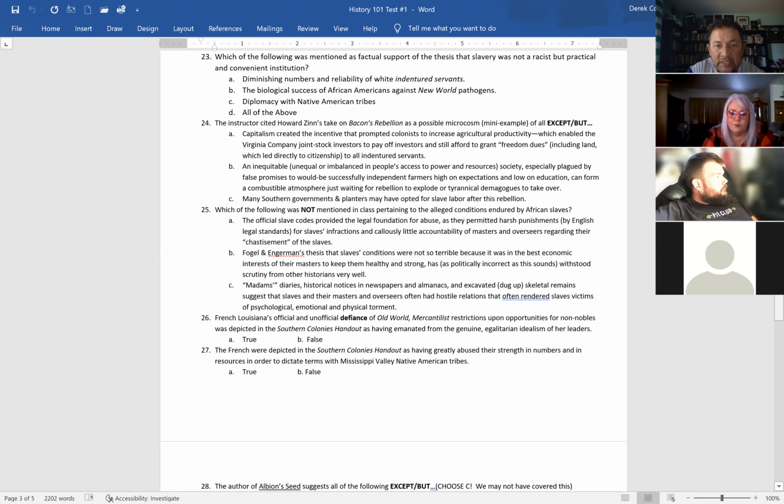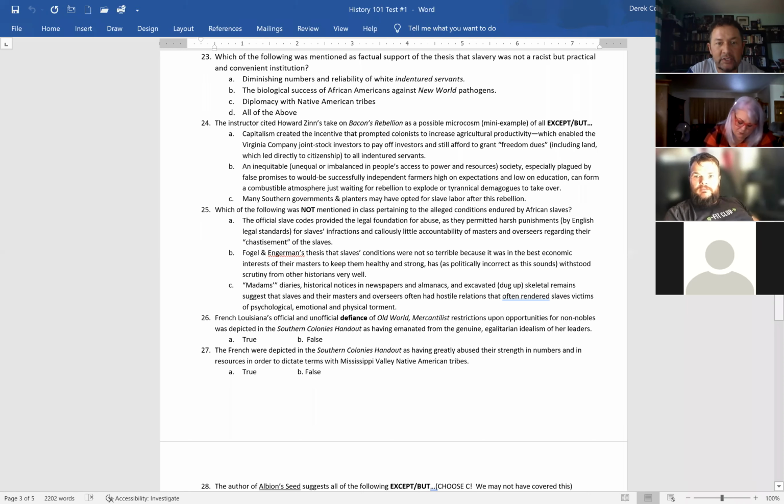B, Fogel and Engerman's thesis. We talked about this, the Time on the Cross book, that slaves' conditions were not so terrible because it was in the best economic interest of their masters to keep them healthy and strong, has withstood scrutiny from other historians very well. No way, right? Mr. Virog, remember you asked questions about the nerve of those writers to have such a thesis. I mean, right off the bat, there has been ample evidence and rebuttals against that book. Okay, so that's the one that's wrong.